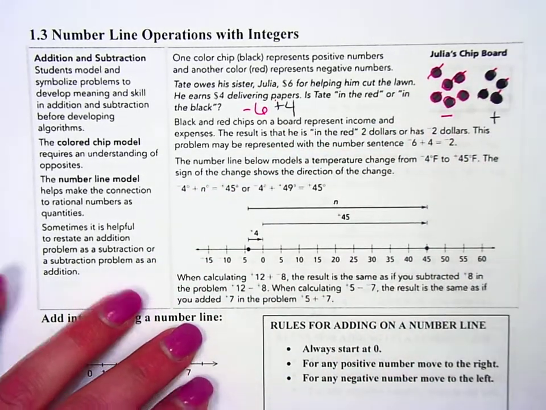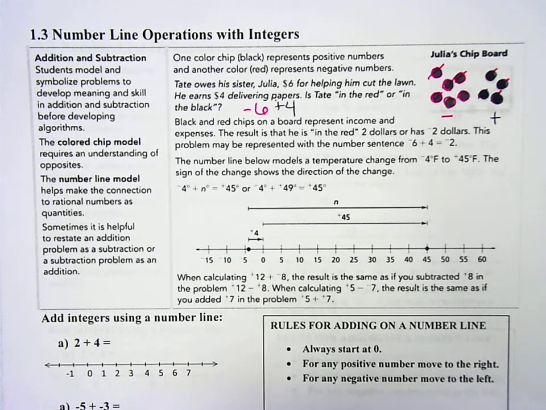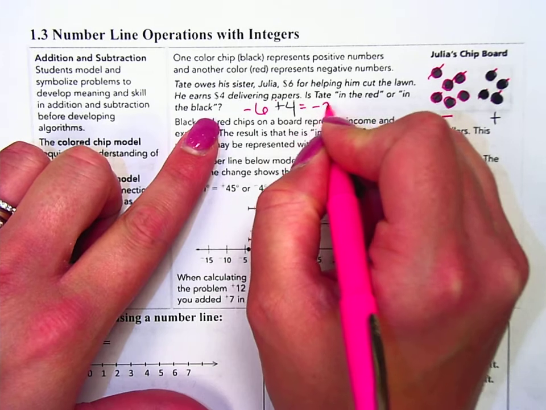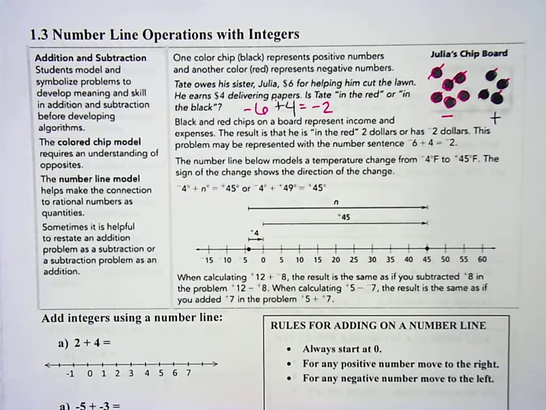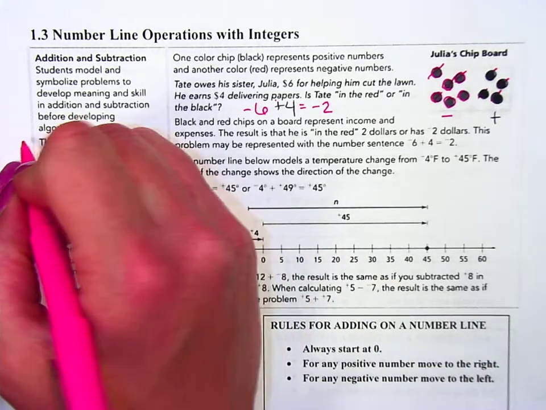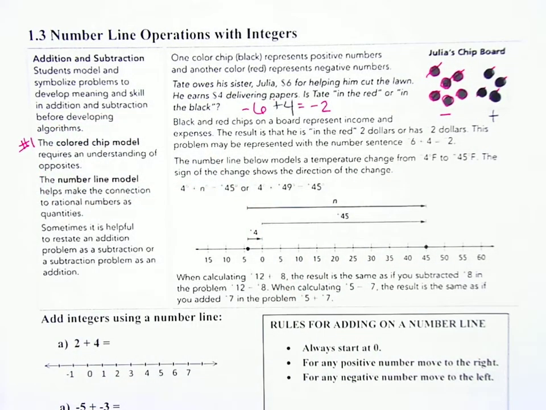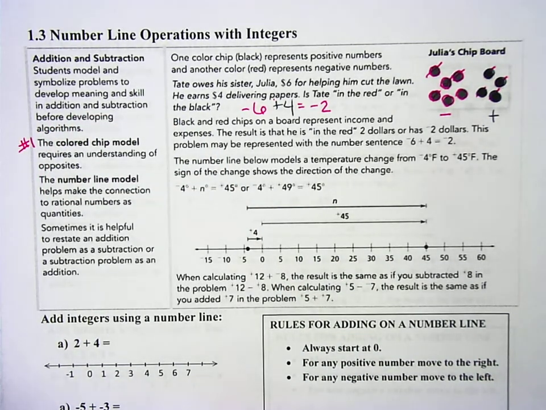So if you're using the integer chips, the idea is the red and the black together cancel each other out, leaving us with, he's in the hole, negative $2. Okay, so that's one strategy, is to use our chip model. Just go and label that. That was one strategy. Another strategy along those lines is if you don't have physical chips.